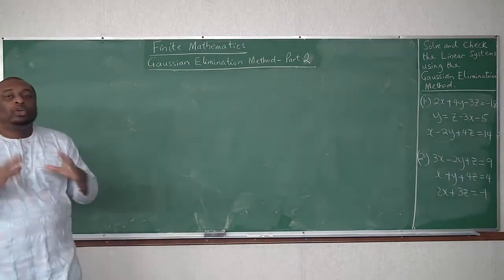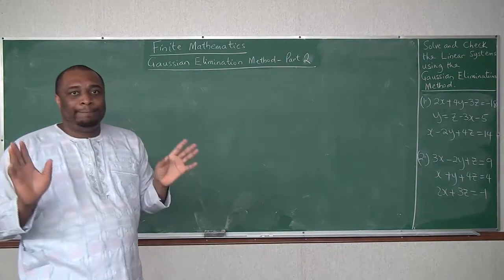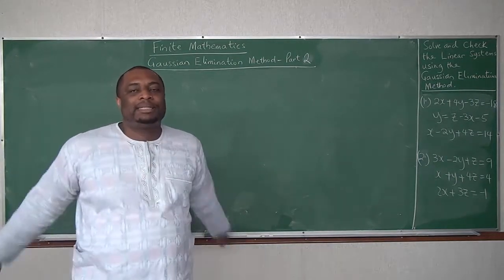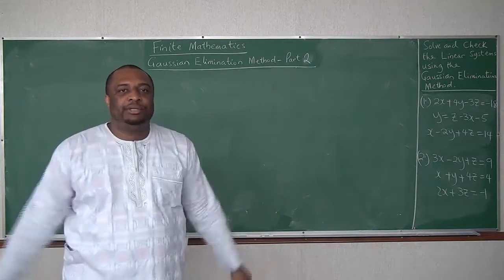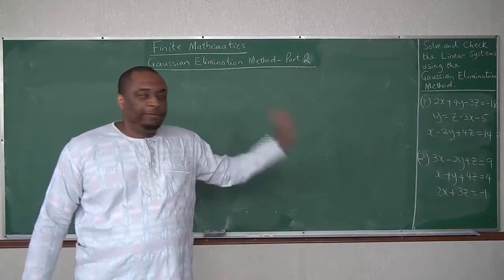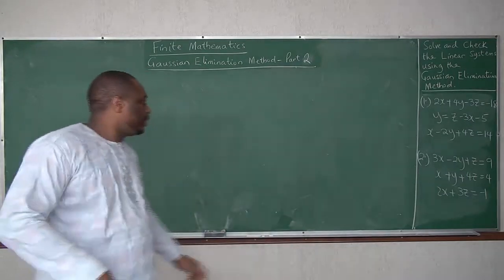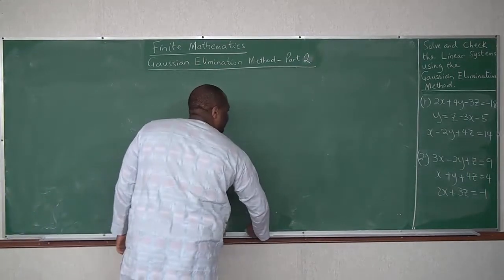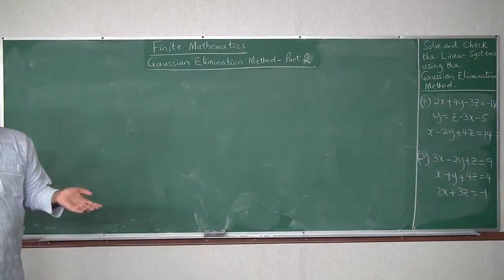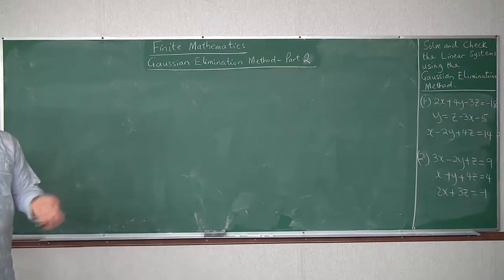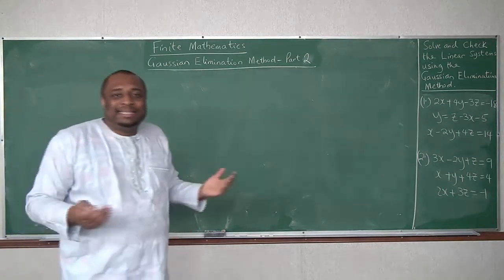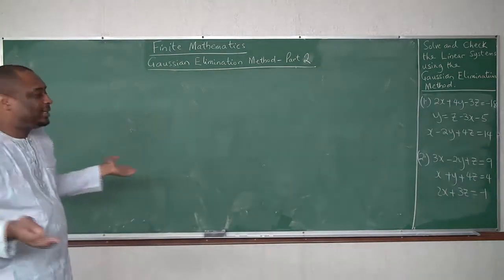In part 1, we covered the theory, which is the main thing, and then we did the solution of 2 by 2 linear systems using the Gaussian elimination method. So it is very important that you view the part 1 before you continue with the part 2. Alright, so we go ahead. The same principle we used in part 1 is the same principle we shall use in part 2.